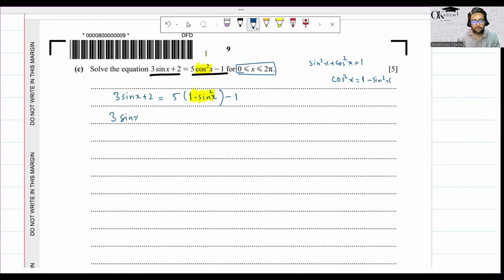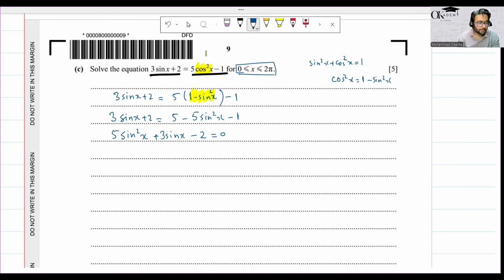3 sine x plus 2 equals 5 minus 5 sine square x minus 1. 5 minus 1 is 4. So if I were to rearrange it, that is going to be 5 sine square x plus 3 sine x. Negative 4 plus 2 would be negative 2 equals 0. I got this as a quadratic equation.